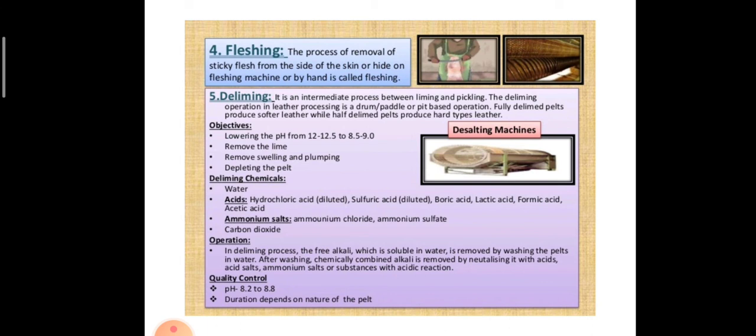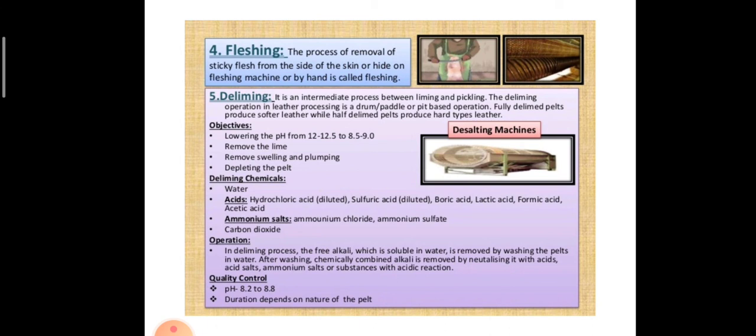Now deliming chemicals. The first one is water, to remove the excess of lime. So deliming removes the excess of lime by means of water, acids, hydrochloric acid in dilute condition, sulfuric acid, which is also in dilute condition, boric acid, lactic acid, formic acid, and acetic acid. Similarly, ammonium salts, ammonium chloride, ammonium sulfate, and carbon dioxide are used for the deliming process.